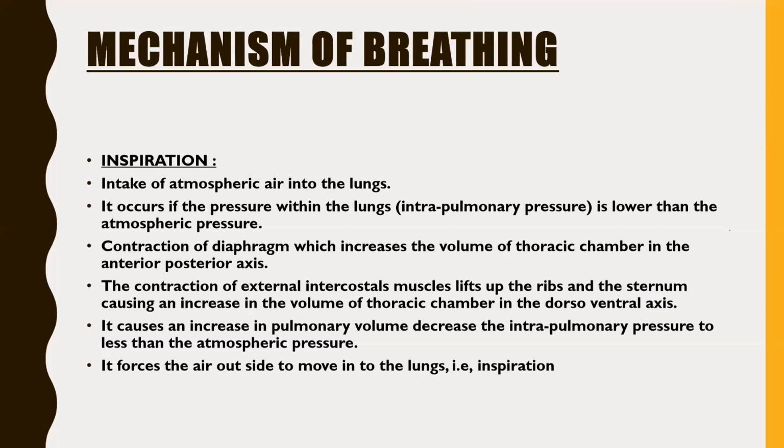So when it goes down, what happens? The lung cavity, the place where the lungs are, becomes more spacious. More space comes there, and when more space comes, no doubt we can intake much air. Then the contraction of the external intercostal muscle lifts up the ribs and the sternum, causing an increase in volume of the thoracic chamber in the dorsoventral axis.